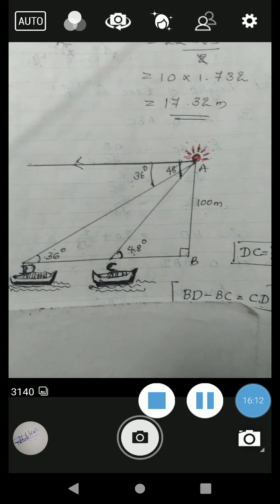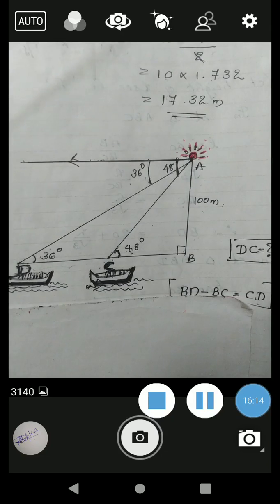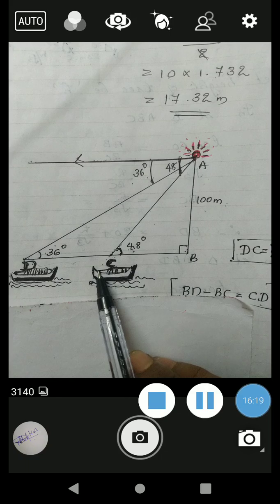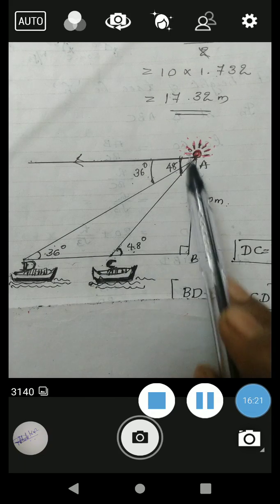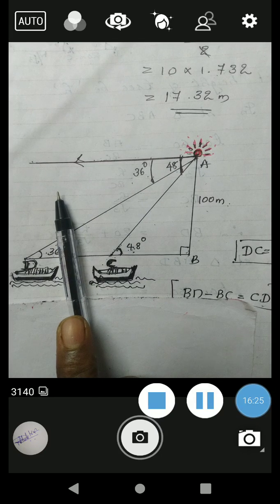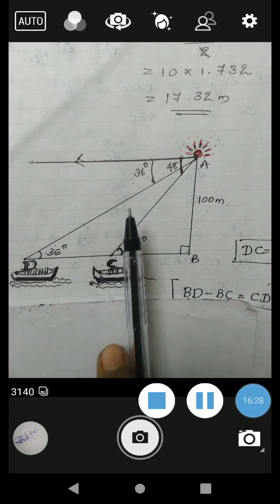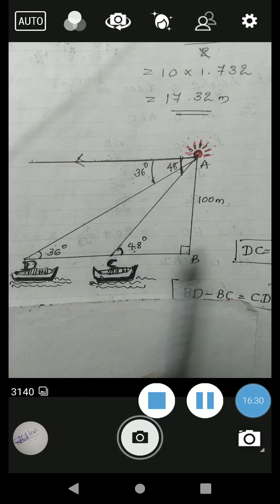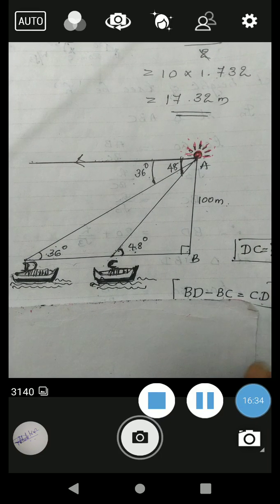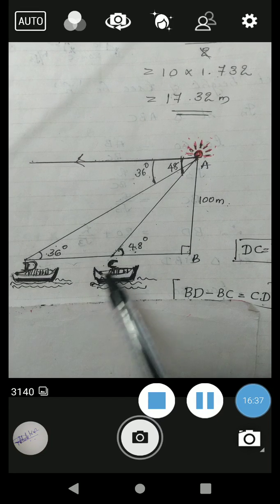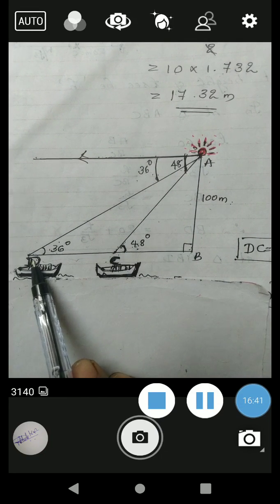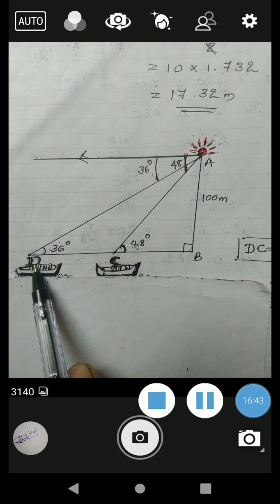Now what is to be found out here? In the first case, the ships are on the same side of the lighthouse, same side. This is the lighthouse, same side. Second case, ships are on opposite side. One ship is here, at the same time the other ship is on the other side. Find the distance between these two ships.